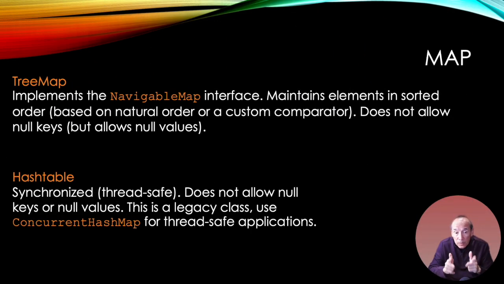TreeMap is a little different. It implements a NavigableMap interface. It maintains the elements in sorted order based on the natural order or a custom comparator, if you give it one. It does not allow null keys, but allows null values. Now, Hashtable is a synchronized, thread-safe one. I don't want to talk about it too much. That's more for multi-threaded programming, and that gets a lot more complex. But I wanted to mention Hashtable and TreeMap.